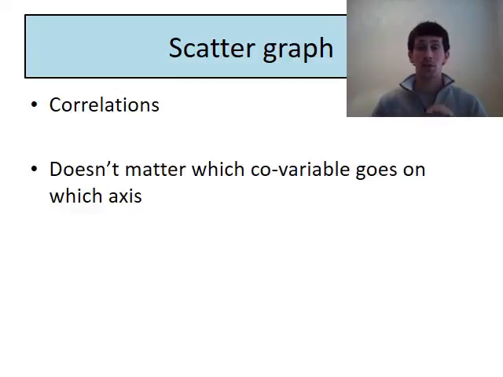So just to recap those key points for a scatter graph. We use them for correlations only, and it doesn't matter which axis your covariables go on. The mark scheme will have it both way round.